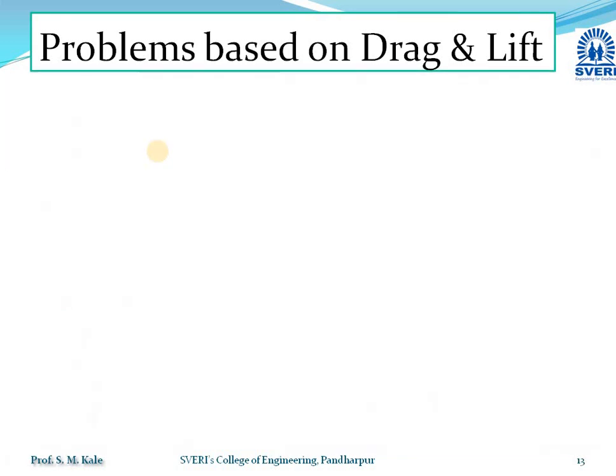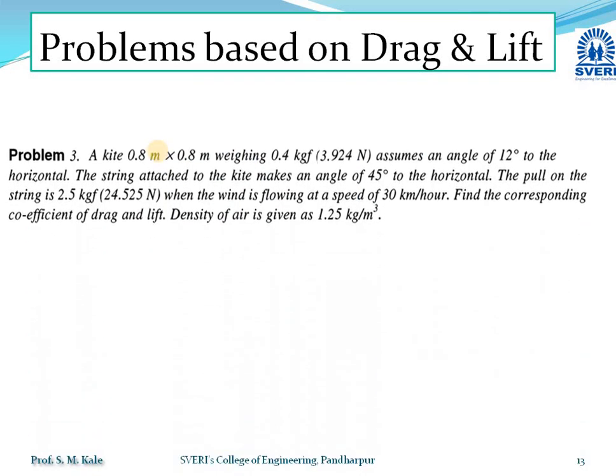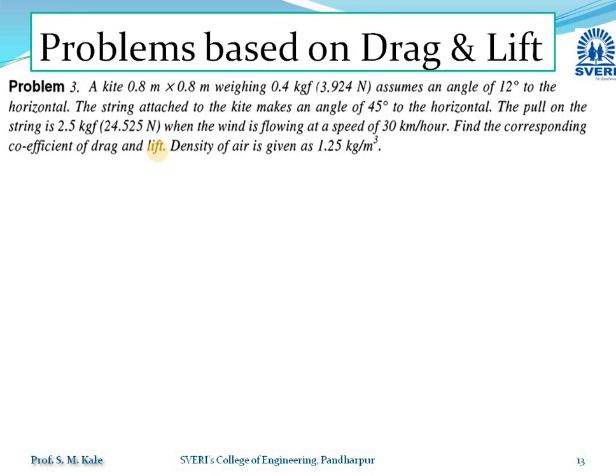Now we will switch to the last problem. The third problem is related to the third application, that is nothing but the kite. We have one kite which has an area of 0.8 meter into 0.8 meter, and whose weight is 0.4 kgf. Convert that kgf in terms of Newton, that means I need to multiply 0.4 by 9.81, so that will become 3.924 Newton. So a kite of 0.8 meter into 0.8 meter weighing 0.4 kgf, that is 3.924 Newton, assumes an angle of 12 degree with the horizontal.